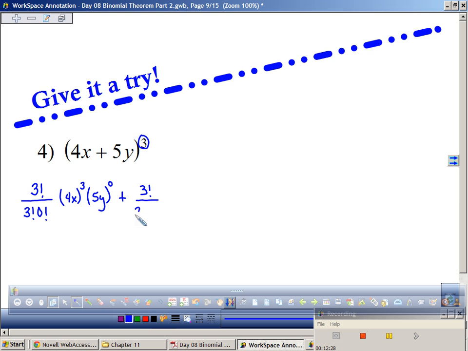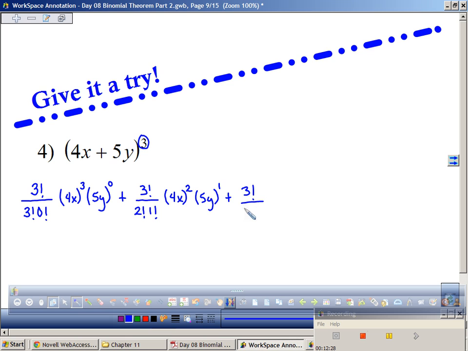Okay, plus 3 factorial over, it's going to drop now, right? It's going to go to 2 and 1. And whatever 4x, it has to match it. That's going to be squared. And 5y is going to be to the first power. The top one never changes. Always stays the same. 3 factorial. I like it because it's like you never forget what you have to add up to. It always has to add up to 3. Always has to add up to 3.